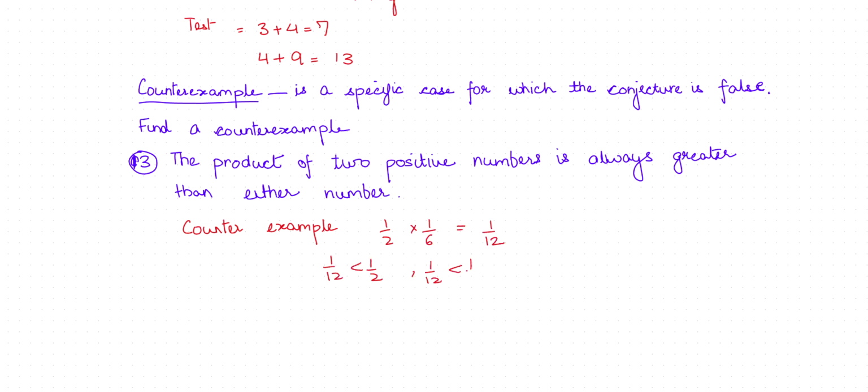So the product of two positive numbers is not always greater. We can have a case like 2 times 6 is 12, which is okay, since 12 is greater than 2 and 6. But the 1/2 and 1/6 case is a counterexample, so this conjecture is not true. Let's do one more problem.